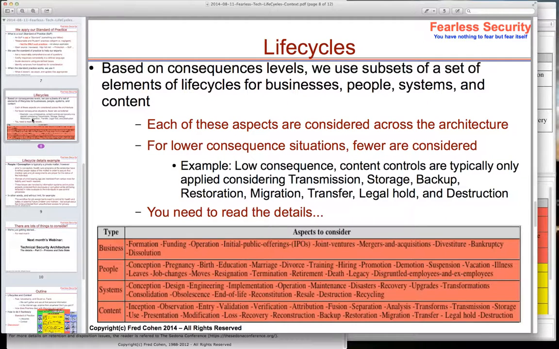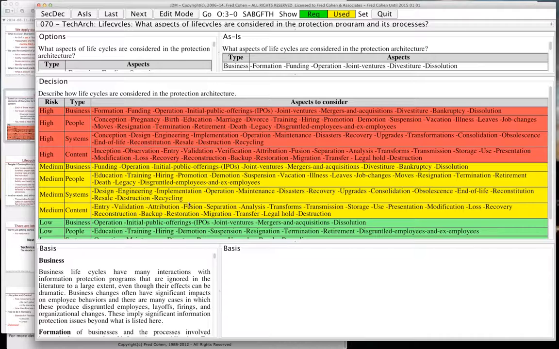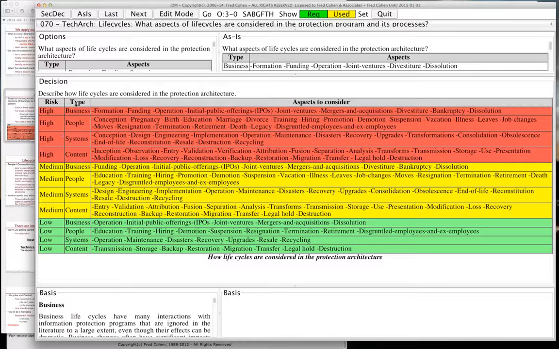So I want to focus in a little bit on life cycles. I'm just going to pop up life cycles in the tool that we use to do this interactively. This is the life cycle decision that we use in our particular circumstance. But this is the aspects to consider. And what this particular decision is based on risk and the type of life cycle. So for high risk or high consequence situations, for people, we use this set of different elements of people life cycles, and we try to track them and make decisions including those elements.